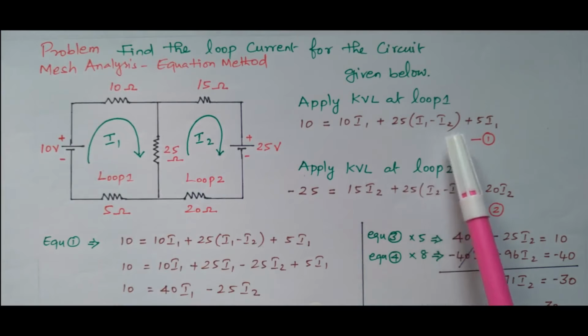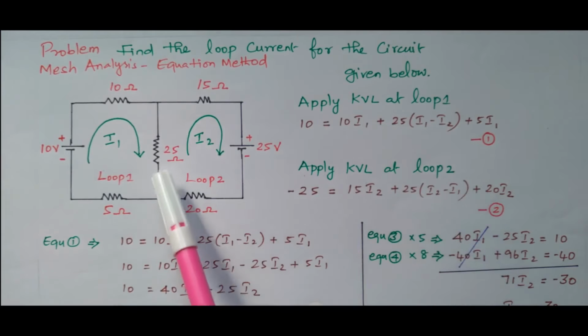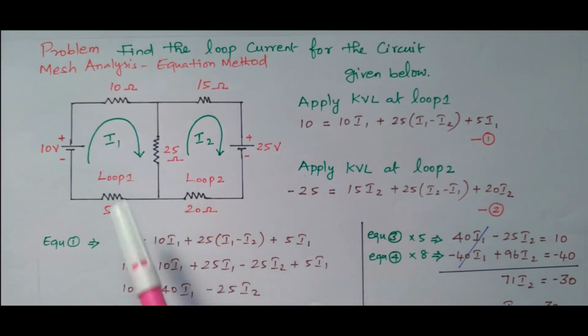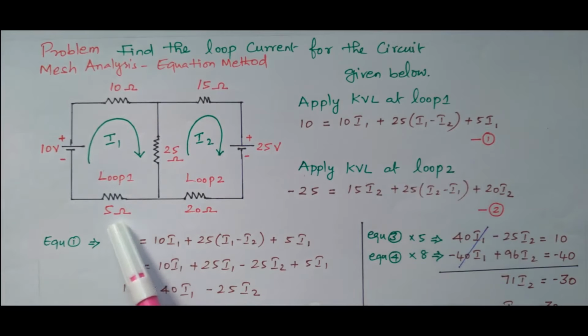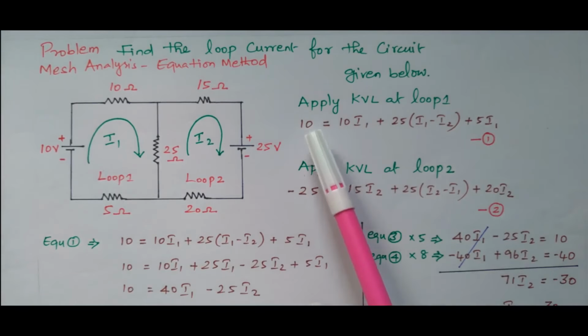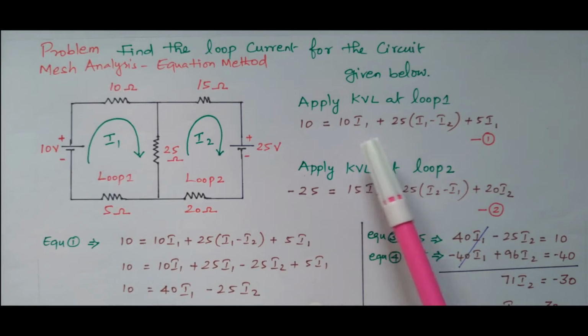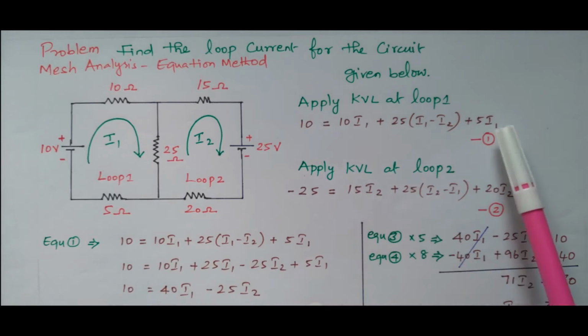25 into I1 minus I2. Suppose the currents were the same; if both currents are the same direction, we could take I1 plus I2. But here they are opposite, so we are taking I1 minus I2. Then what is the potential drop across 5 ohm? Only I1 is flowing, so I1 into 5, that is 5 into I1. So this is the potential rise, this is the potential drop across 10 ohm, the potential drop across 25 ohm, and the potential drop across 5 ohm. So this is equation number 1.